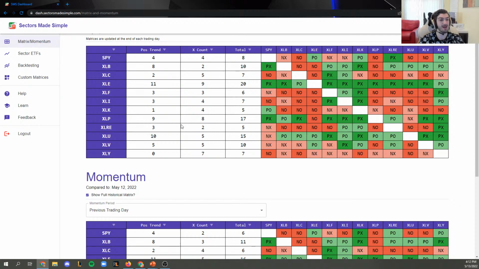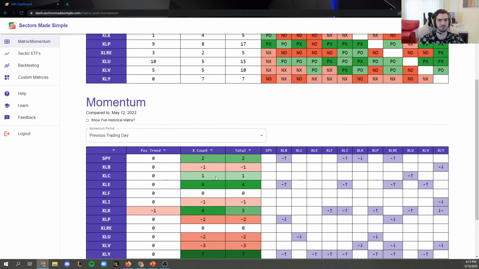Now let's do some math, shall we? 4, 4, and 8. 4 minus 4 is 0. 4 minus 2 is 2. 8 minus 6 is 2. So 4 minus 4 is 0. 4 minus 2 is 2. 8 minus 6 is 2.